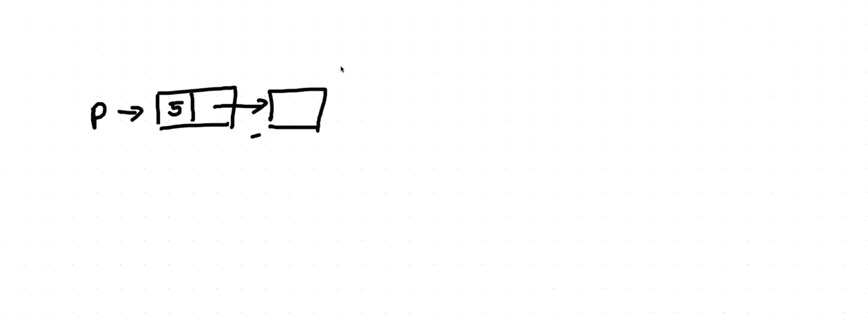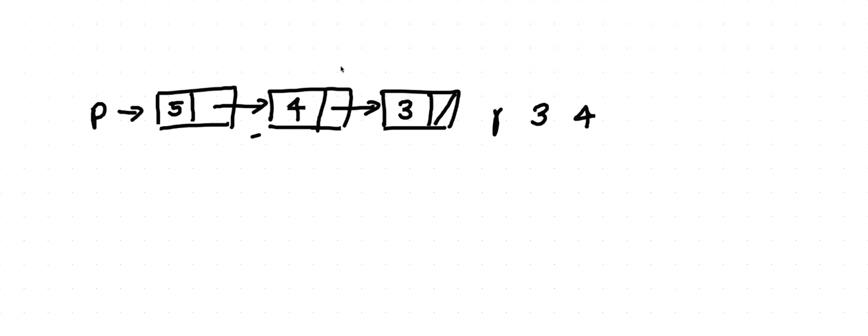We've got 4, 3, and then at the end, if it's a null next field value, we're just going to put a cross through it like that. All right. So there's our initial state, and our final state should be P pointing to 3, 4, 5, and then null. All right, so let's put that there as a reminder.